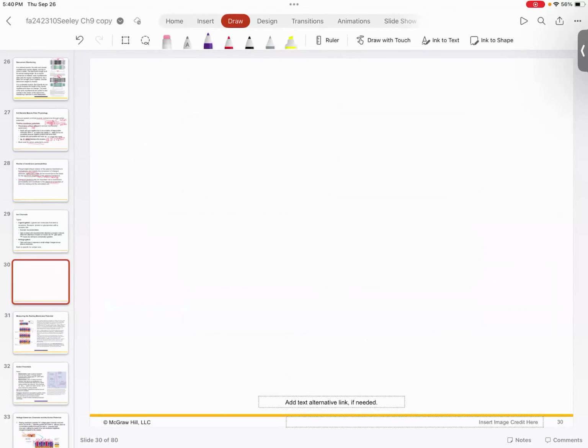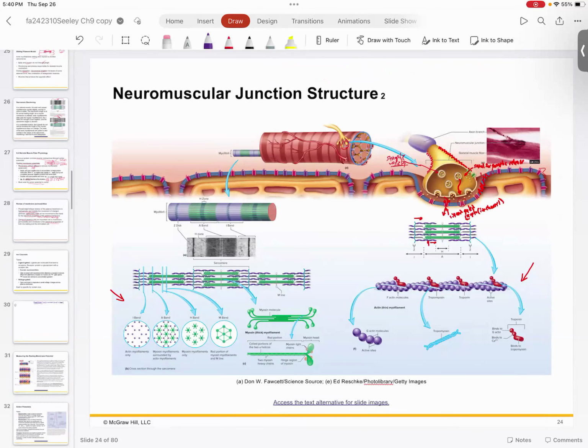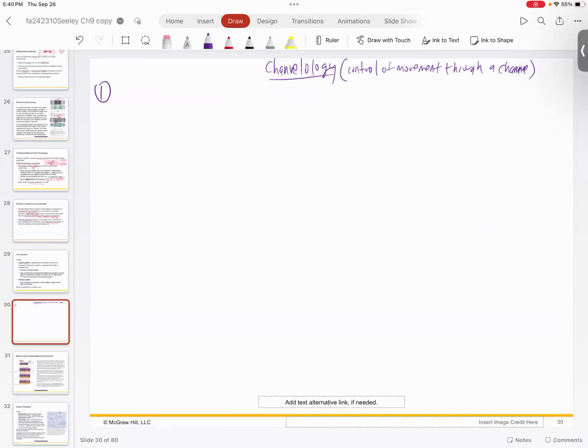Okay, so this is a slide that I affectionately call channelology. This is the control of movement through a channel. Once I get done with this slide, we're going to have the basic understanding to go back to this particular slide and understand it in better detail. So what we're looking for is how do you control how a molecule moves through a channel? There are four major ways to control this.